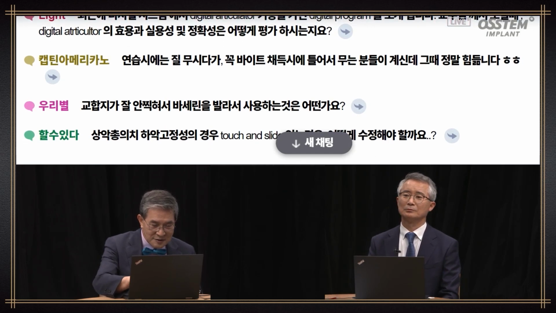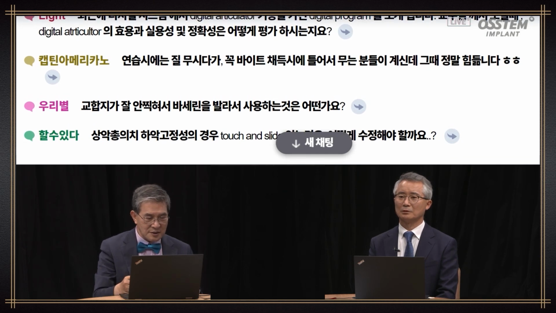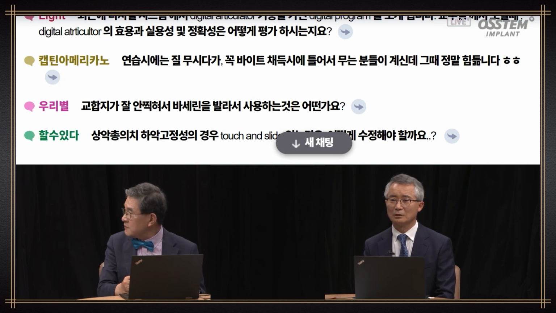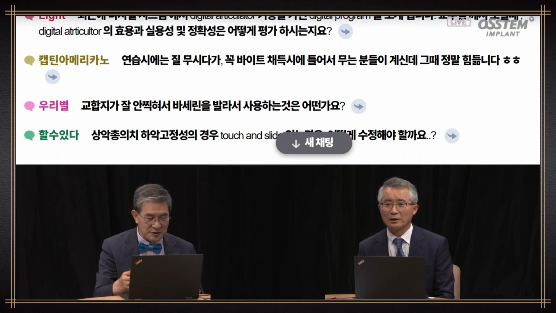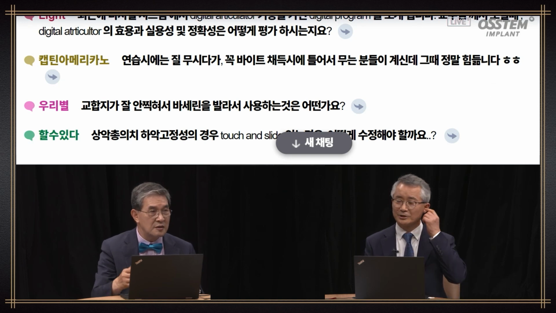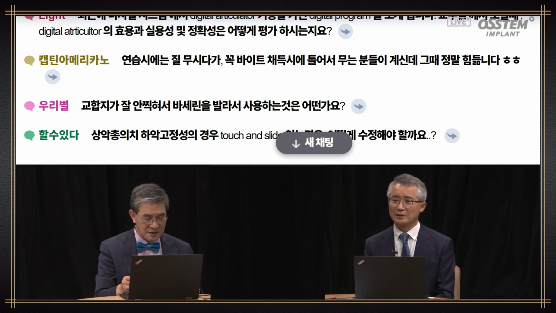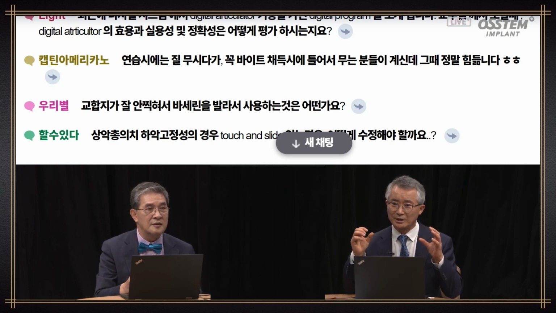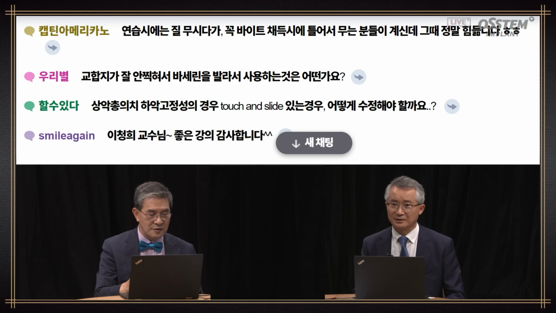Touch and slide. Wait 1 second. I think the question is how to adjust the touch and slide. Then you need to adjust the upper full denture. Touch and slide, this can be a major problem and difficult to address. In this case, you need to take a CR bite record and do it extraorally. You need to adjust it and then check once again intraorally.